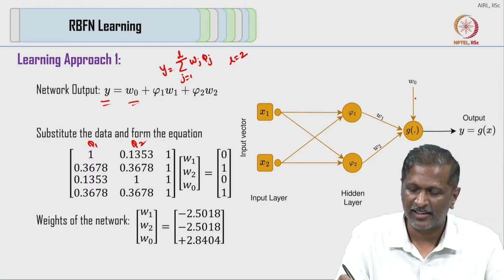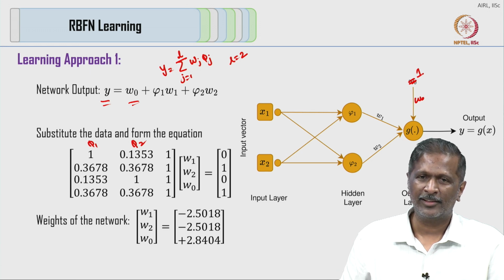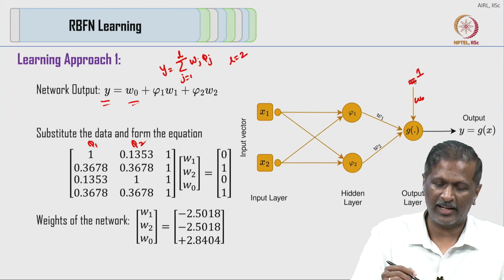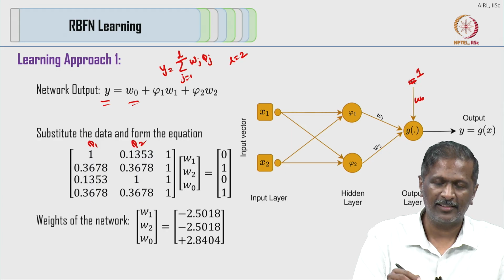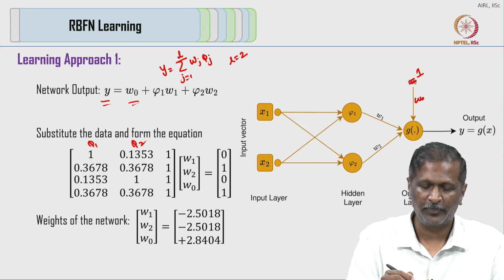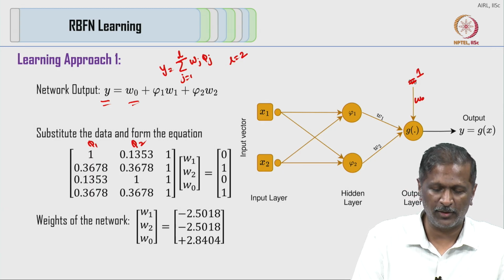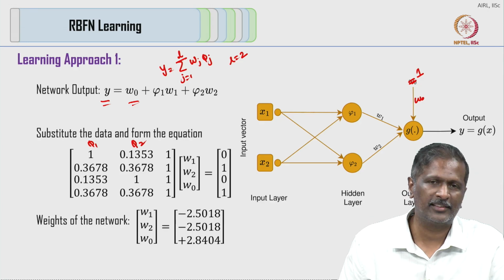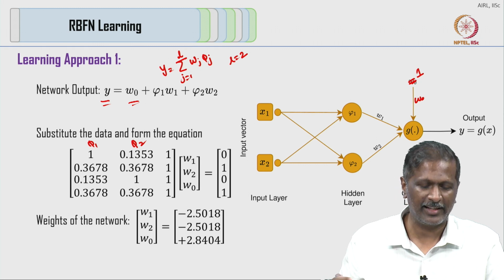If you remember, how do we do bias? W naught is the bias, the input corresponding to it is 1. So there are 3 inputs, phi 1, phi 2 and the bias input. There are 3 weights, W1, W2 and W0, right. The targets are given: 0 0 belongs to 0, 0 1 is 1, then we have 1 1 is 0, 1 0 is 1. So I am representing the classes like this. I have to solve this system of linear equations to find my weights. How we will do it, we will look at it in the next step.